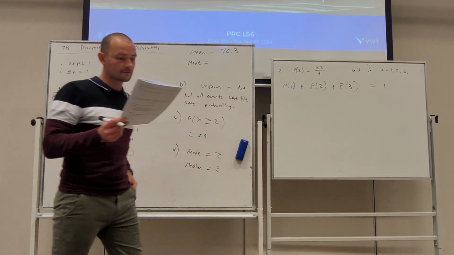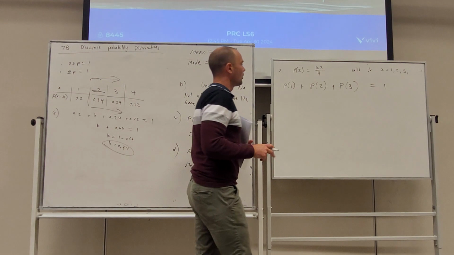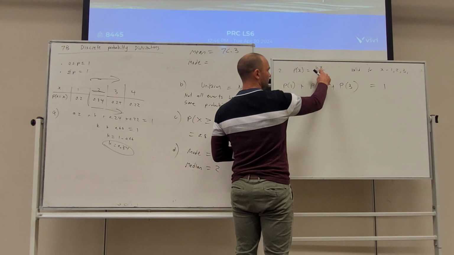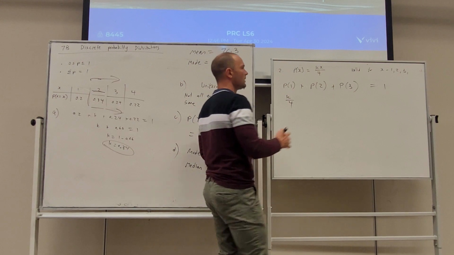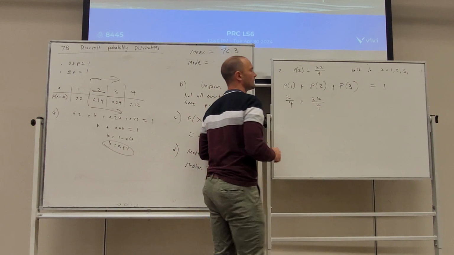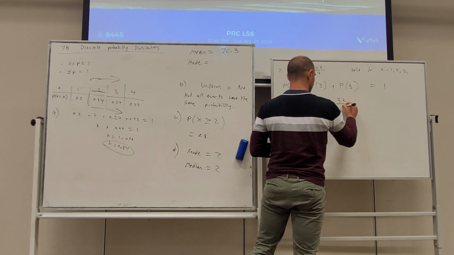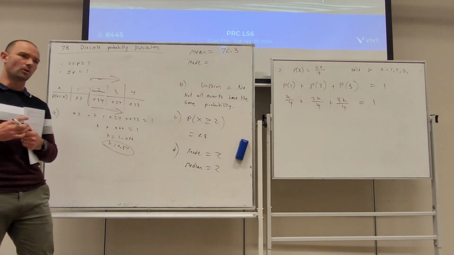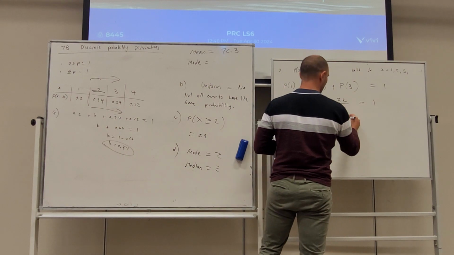So part A says find the value of k, and then part B wants us to draw the distribution. If we're going to find the value of k, I'm going to substitute the number 1 in here. That's going to give me P of 1. So P of 1 is k on 4. P of 2 is going to be 2k on 4. And P of 3 is going to be 3k on 4. And all of that together will add to 1. We're just solving this for k. This gives us 6k on 4 equals 1.